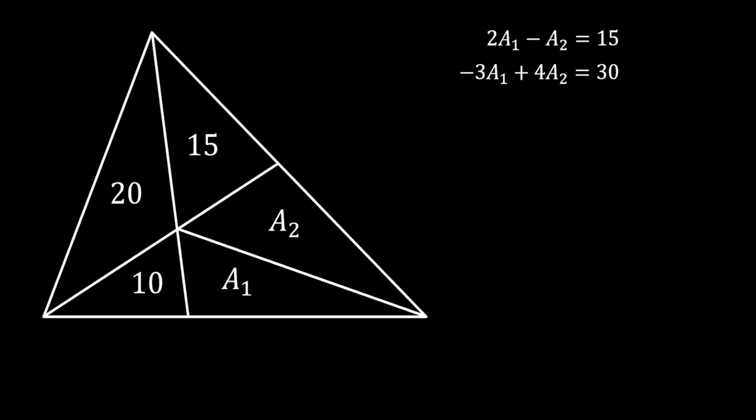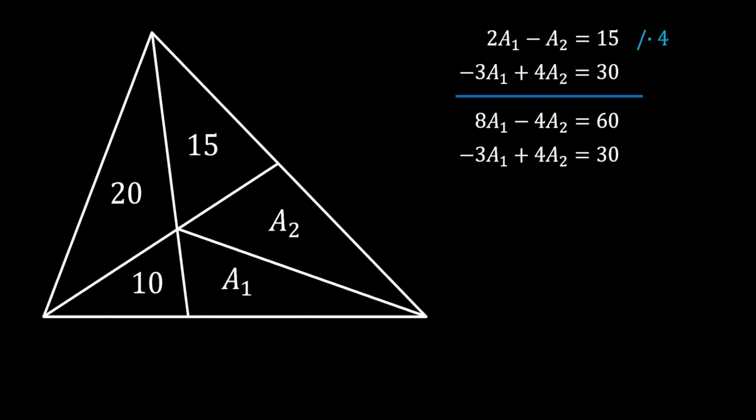Now we have a system of two equations with two unknowns, and you can use multiple methods to solve this system. I will just expand the top one with 4 and get the following. Now we can just add those two equations together, and you can see that both second terms on the right will cancel each other out, and we will get that 5A1 is equal to 90, which means that the area A1 is equal to 18 squared units.